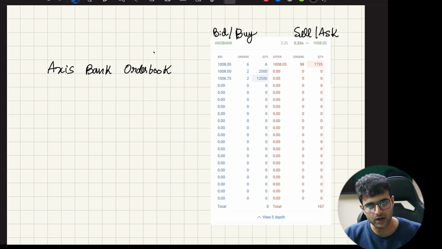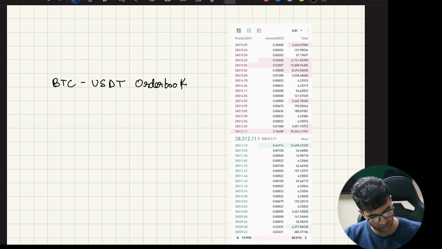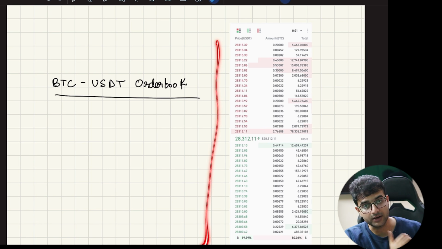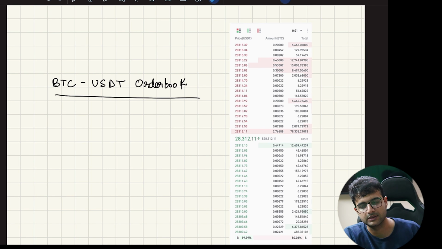For example, let's look at the real world order book. Ignore this one. Let's look at the BTC USDT order book, which means the Bitcoin USDT chart on Binance. This is a real world order book. What I made before was like nothing. No one really uses order books in traditional realtor or house buying. But when you're buying stocks or you're buying Bitcoin on a centralized exchange, you use an order book.